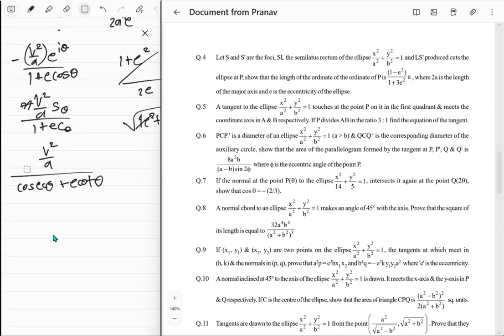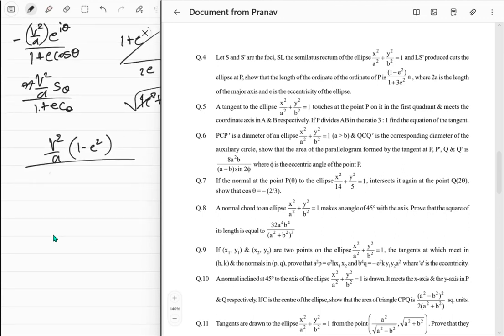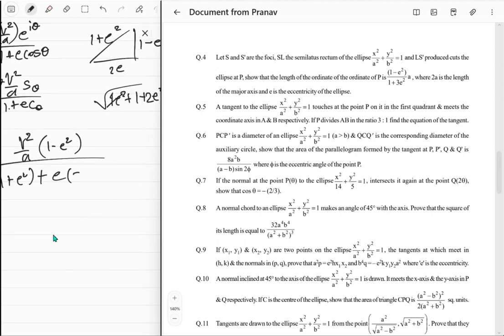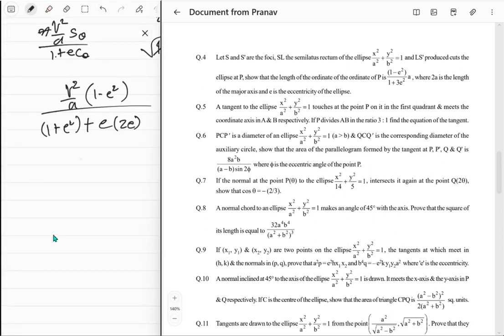Or okay, let's just not do that. Instead, just directly use this thing. So b squared upon a. For sine theta, I'm just gonna do this 1 minus e squared, and then hypotenuse I'm gonna put here. So 1 plus e squared, and then you got plus e times cosine theta, which just has 2e as the adjacent, and that's why, yeah. b squared upon a, that is like a times 1 minus e squared, so 1 minus e squared squared.